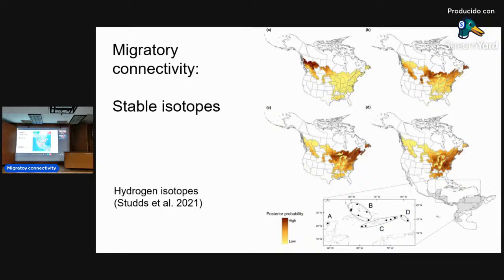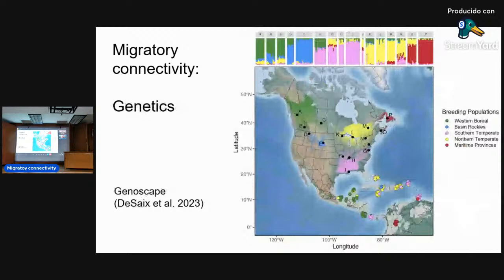The other main intrinsic marker to estimate migratory connectivity is genetics. What we're looking at here is a genoscape for American redstarts. To build a genoscape, you first go throughout the breeding range of the migratory bird. This is the breeding range of redstarts. You sample tissue at as many sites as possible, which is what all these black dots show. These are all sites where researchers sampled feather or blood, basically any tissue sample you can extract DNA from.